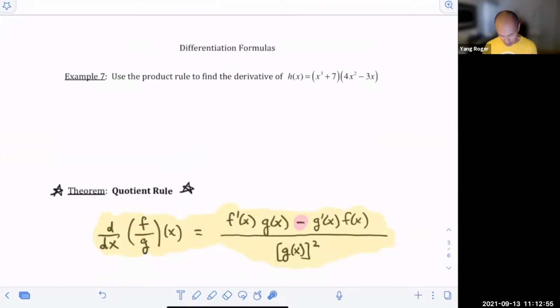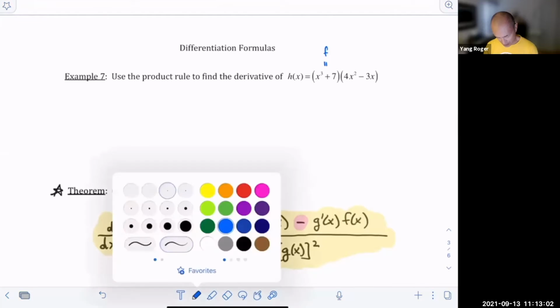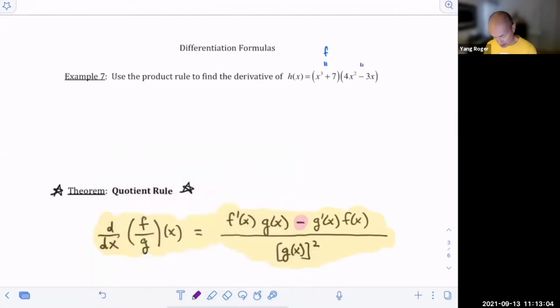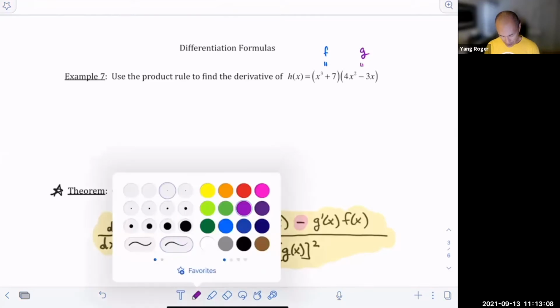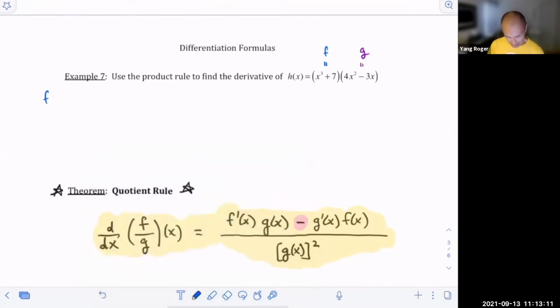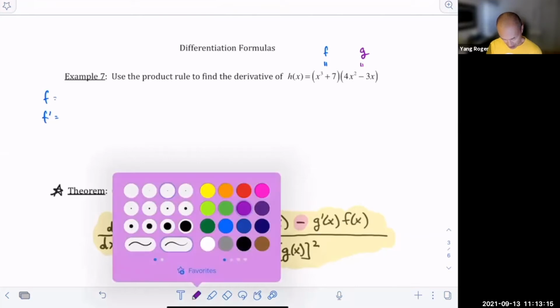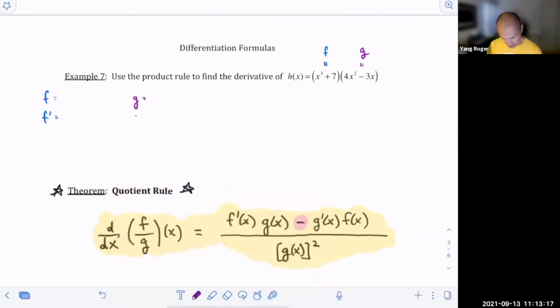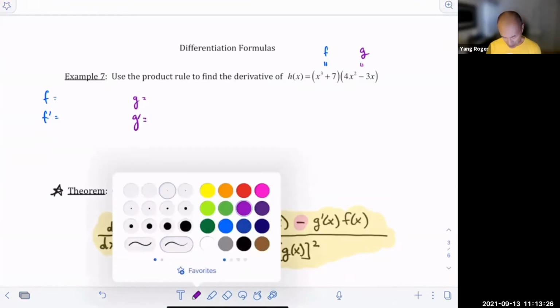Why don't we give names to our functions? Let's call this function f, and let's call this function over here g. So I know that I need my f and then my f prime, and then I'm going to have my g, and then my g prime. At first, a lot of students do this work off to the side, like how I'm doing, because they're not comfortable working with the product rule yet.